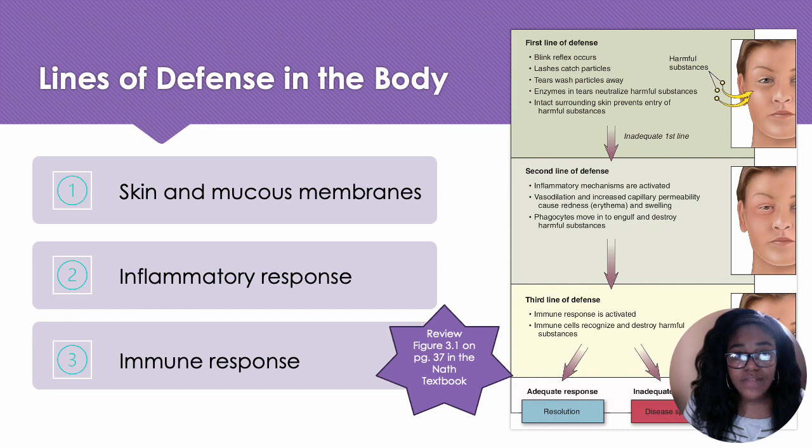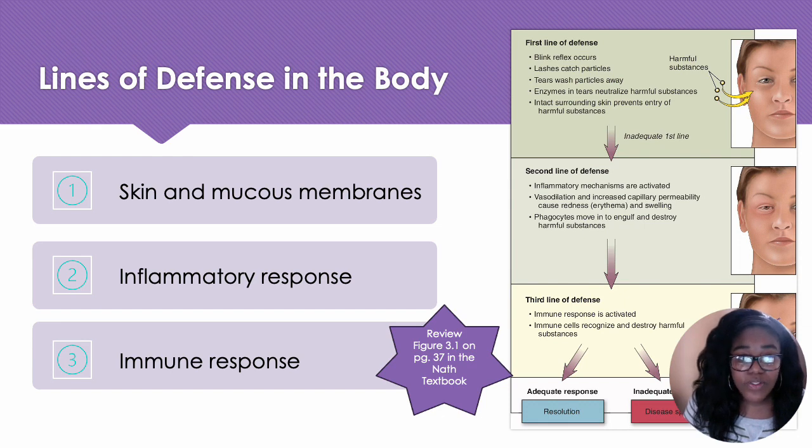So when we discuss the first line of defense, again, this is your skin and mucous membranes. Your skin is this huge organ that helps prevent harmful substances from getting inside of the body. And again, we have the mucous membranes that also help with that. When we discuss the mucous membranes, that's normally your eyes, the tears, you have a blink reflex, you have lashes that help catch particles, you have enzymes within those tears that help neutralize harmful substances. And again, as long as your skin remains intact and your skin is not broken, your first line of defense is intact. So what happens when the first line of defense is broken?